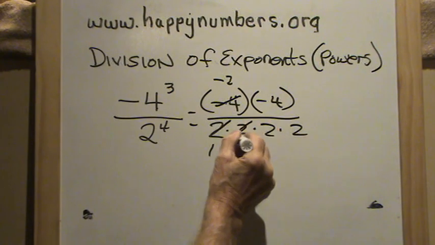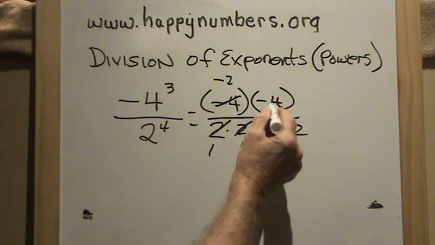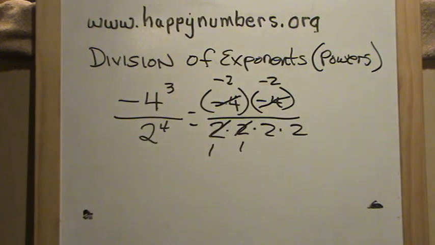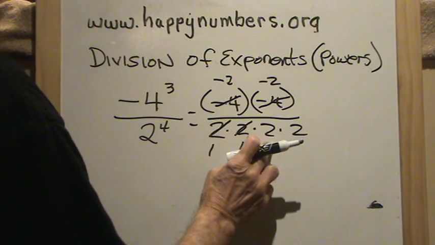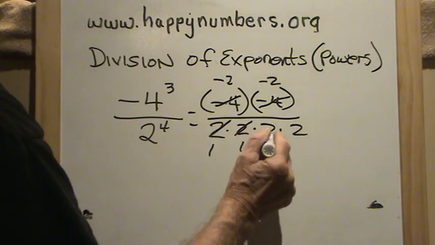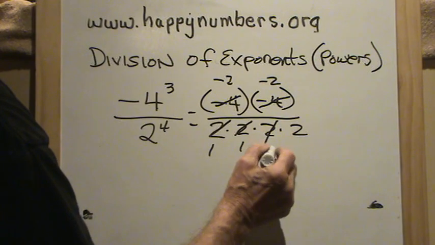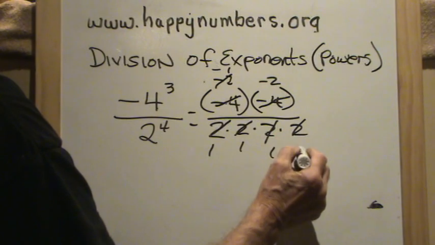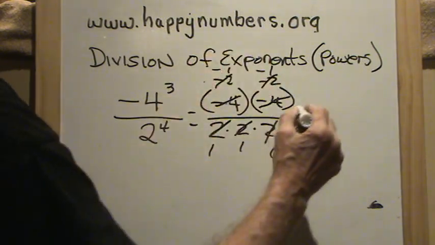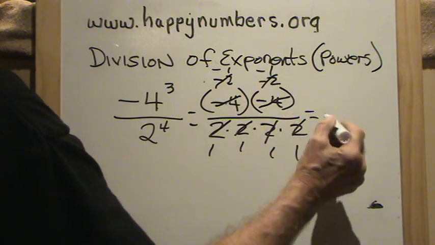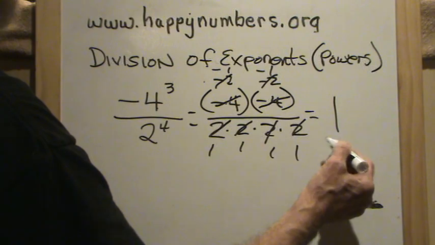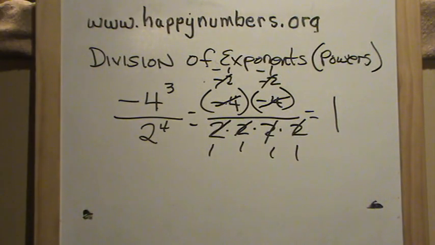This 2 can go into 2 one time. 2 can go into negative 2 negative 2 times. 2 times this 2 goes into 2 one time, negative 1 time, 1 time, negative 1 time. We multiply. Negative 1 times negative 1 is 1. 1 times 1 times 1 times 1 is 1, so we don't do anything there. So we wound up here with 1 as our answer.